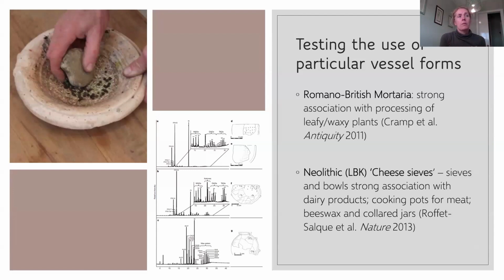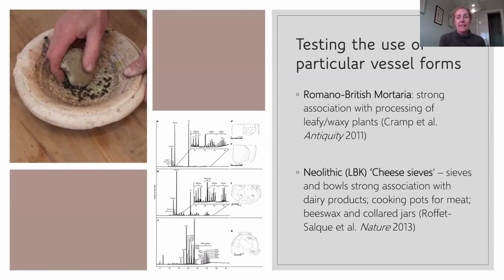And to very briefly give the outcome, what it found was a very, very strong association between mortaria residues and leafy or epicuticular waxes from plants, so some kinds of plant waxes. It was found very widely in mortaria. In Roman cooking pots from the same sites, we see leafy plants appearing as well alongside meats, but at much lower levels and much less frequently. So there's a very clear difference in the patterns of the mortaria and their use compared with the cooking pots.